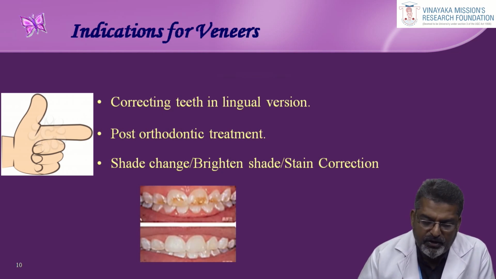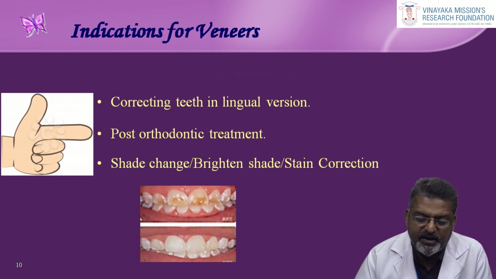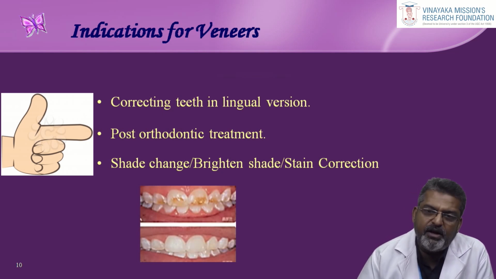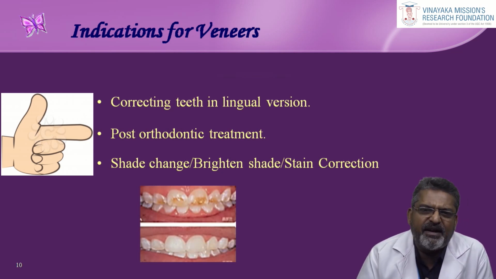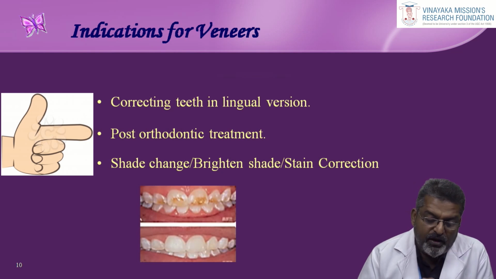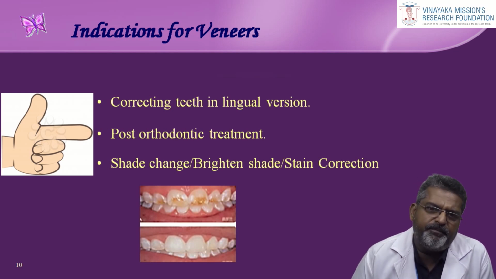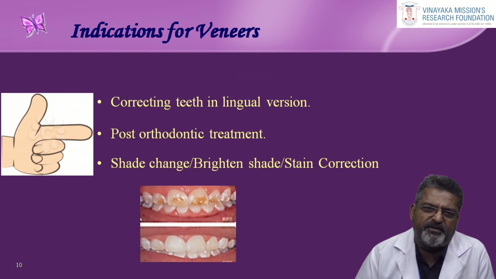And the last one is your shade change, that is brightening of the shade or stain correction. So here you can see the patient has tetracycline stains. These tetracycline stains can be altered, and then you can give a uniform shading which the patient prefers. Either it can be a bright smile or it can be a mild alteration. Most patients don't like a very bright smile, right?